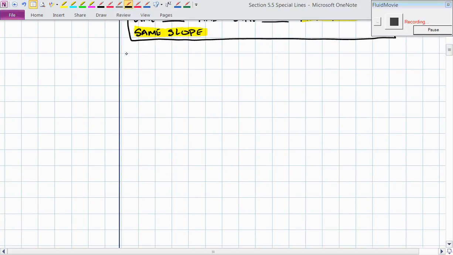Okay? So, second box here. Here's what we're going to do. I'm going to give you an equation, and that equation is going to be y equals 4x plus 1. And I'm going to give you a point. The point that I'm going to give you is (2, 4).